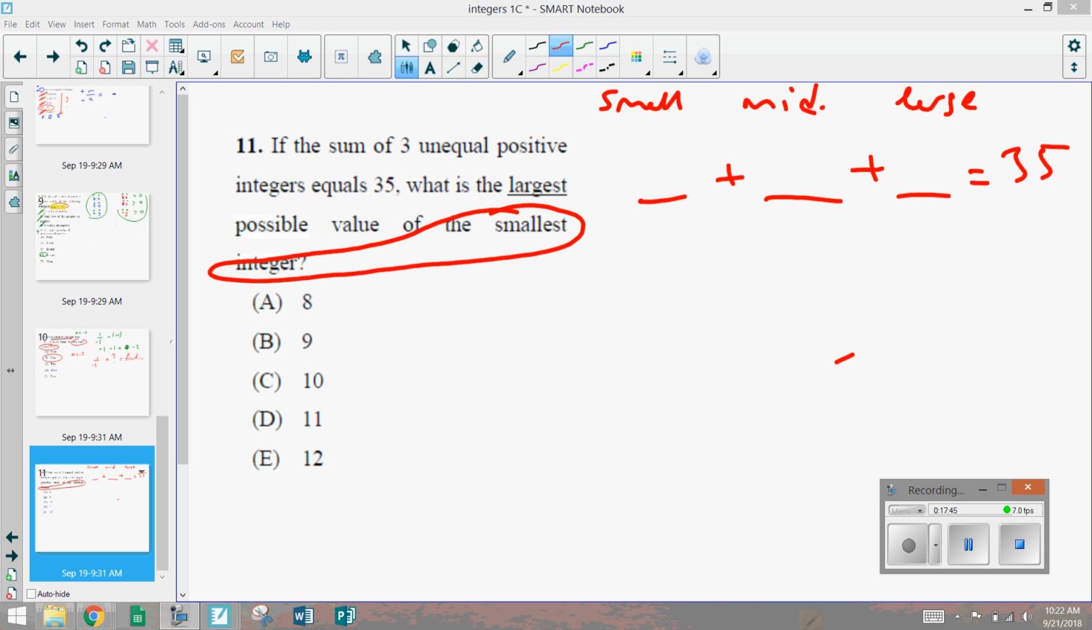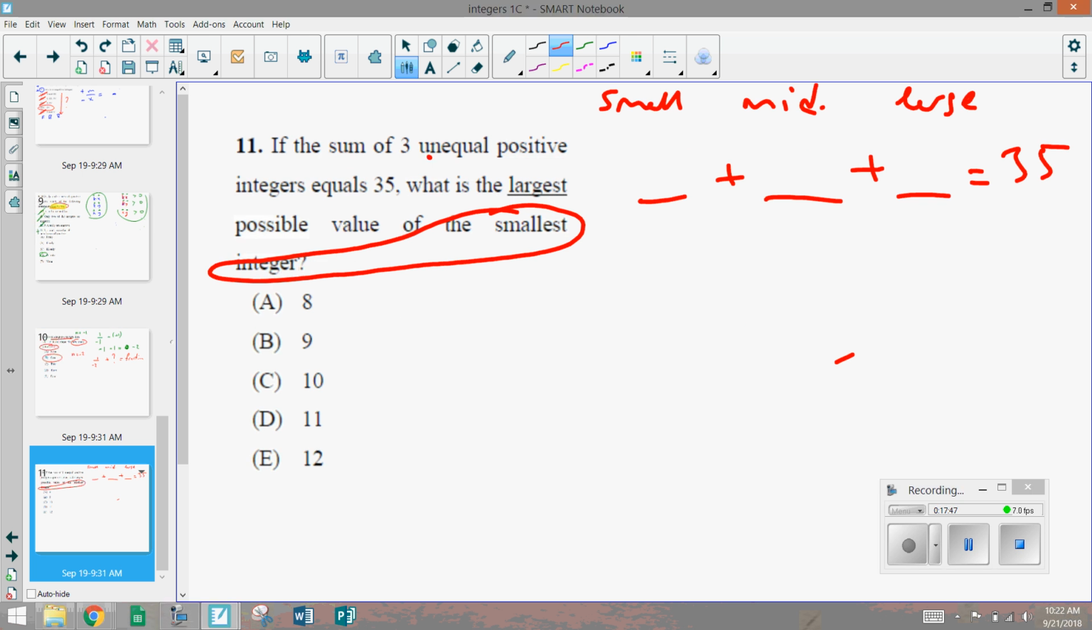Okay, the sum of 3 unequal, also unequal and positive integers is 35. I need to focus on the smallest integer. We're going to make an operation over here. So what is the largest possible value of the smallest? So largest possibility, which is the largest number, is 12. So in order to make sure, I'll start from there.